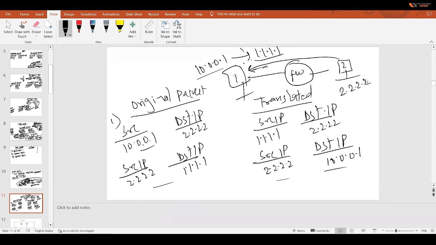So in static NAT, traffic is bidirectional. What is the meaning of bidirectional? Traffic can be initiated not only from the inside, it can also be initiated from the outside. You will understand this once I explain the other two types. Because it is binding together, even if traffic is initiated from outside to 1.1.1.1, the firewall automatically sends it to this PC. But please concentrate on the original packet and translated packet. So this is static NAT.